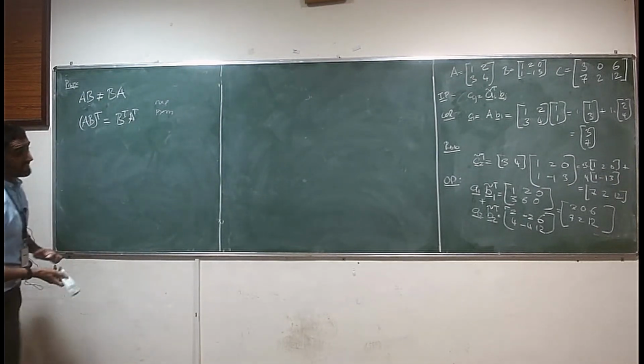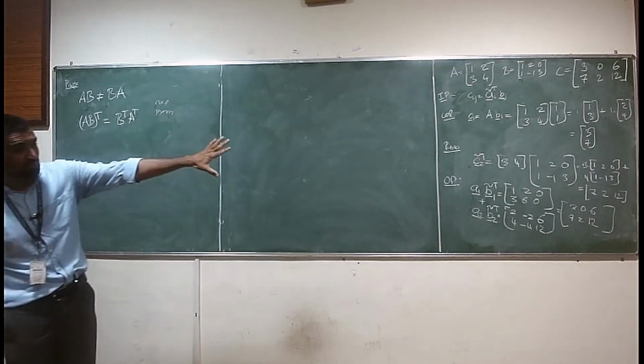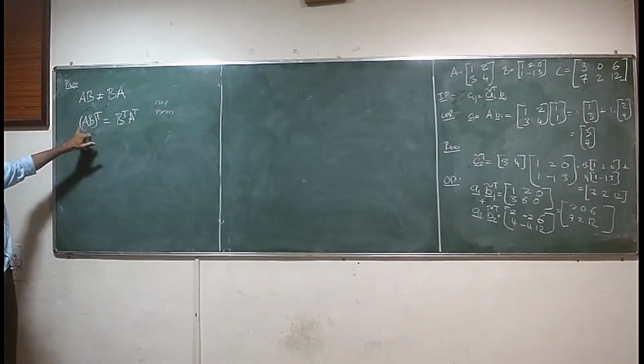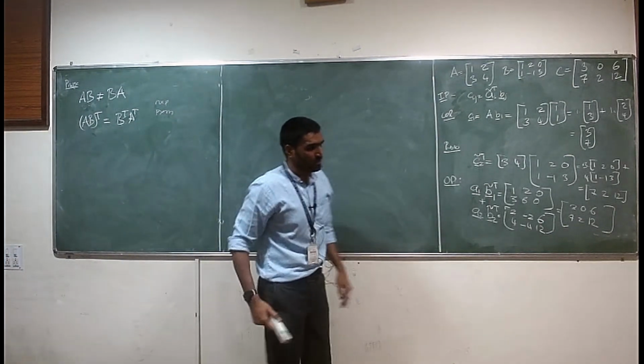In fact, a good way to get a handle on matrix multiplication is to try and prove things like this, that AB transpose is in fact B transpose A transpose, using these different views.